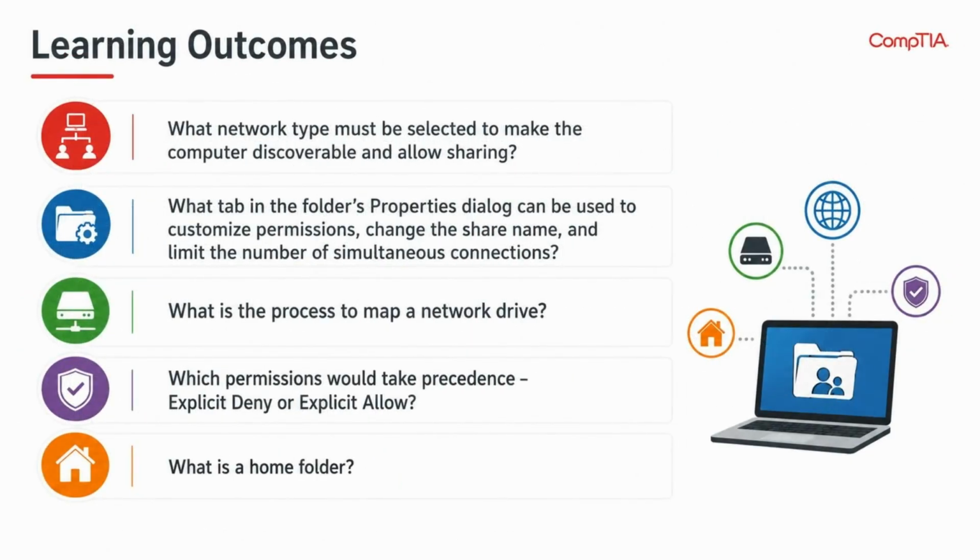be selected to make a computer discoverable and allow sharing? What tab in a folder's properties dialog customizes permissions and share name? What's the process to map a network drive? Which permissions take precedence, explicit deny or explicit allow? And what is a home folder?